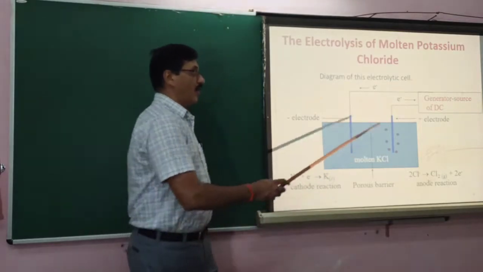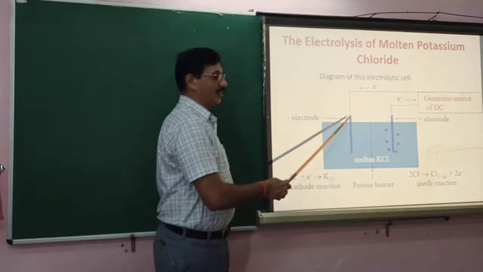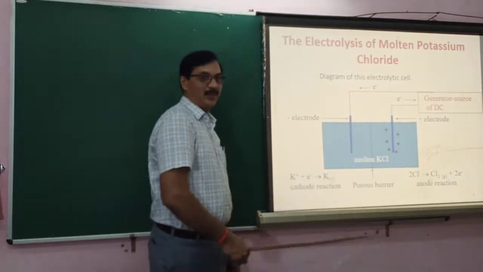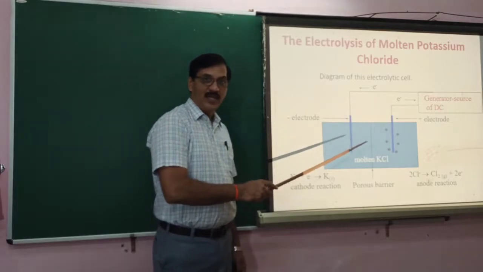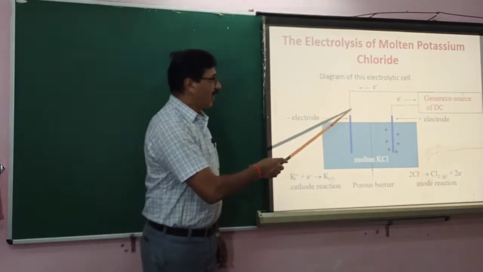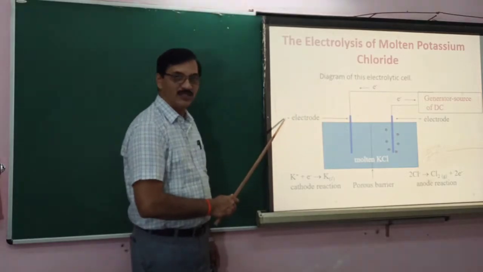A DC source is important because direct current keeps the polarity as it is. Now, why does this reaction occur in this way? It is because of this polarity: this is the negative electrode.